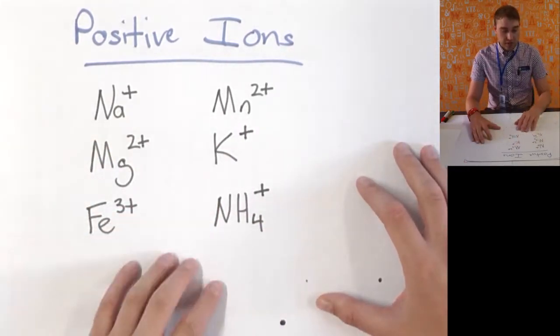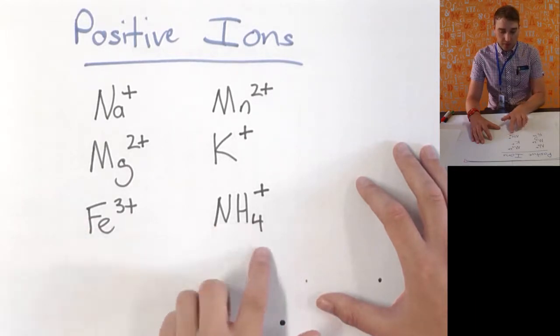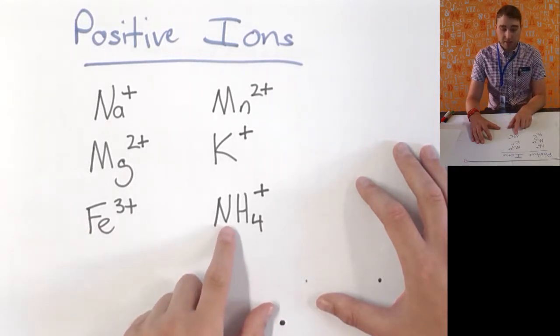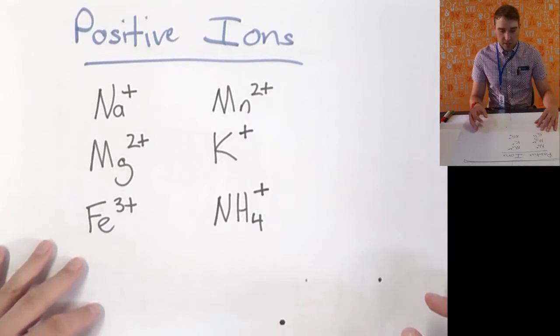Notice that they have different charges, and we'll talk about where those charges come from in a second. We've also got a very interesting ion down here, the ammonium ion. That's a compound ion. It's made up of more than one element stuck together. So where do we get those charges from?